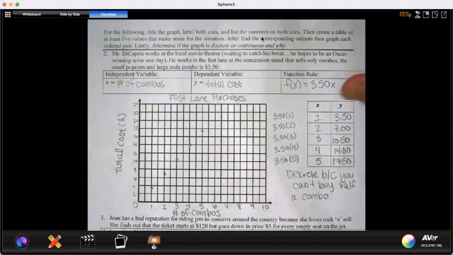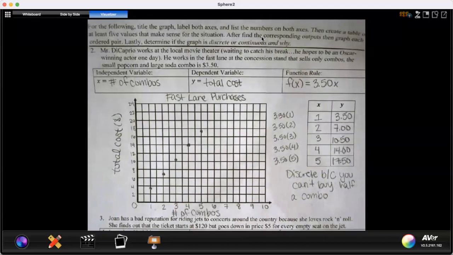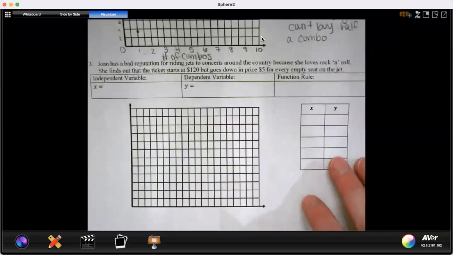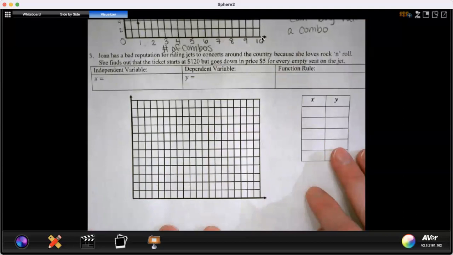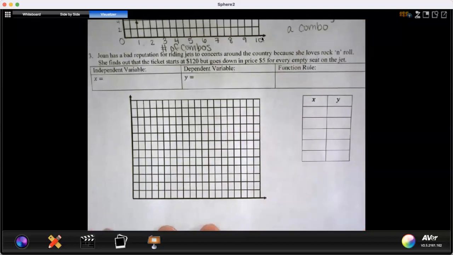All right, let's go ahead and look at number 3. Joan has a bad reputation for riding jets to concerts around the country because she loves rock and roll. She finds out a ticket starts at $120, but goes down in price $5 for every empty seat on the jet. Let's figure out what two things would be compared here and what the function rule is.